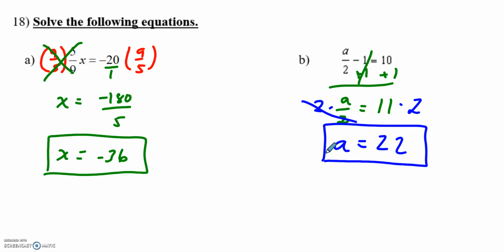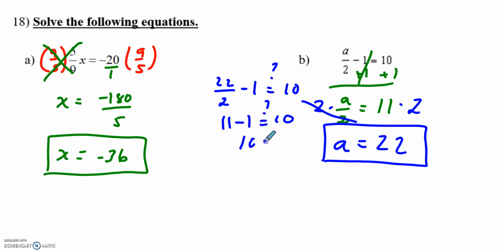And just like the cross multiplication problems, remember, you could always take this answer and plug it back in to see if you're correct. So if you think that A is 22, you could plug it back in and see if both sides are true. You're asking yourself, is 22 divided by 2, which is 11, minus 1, equal to 10? And because it is, I know this answer is right.